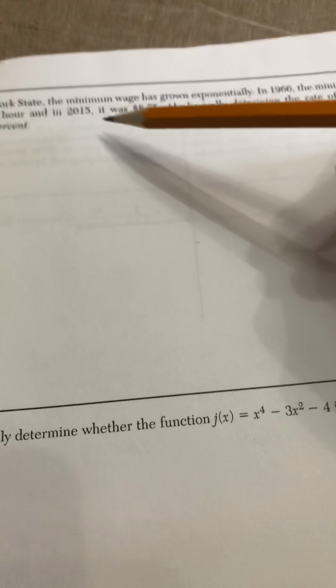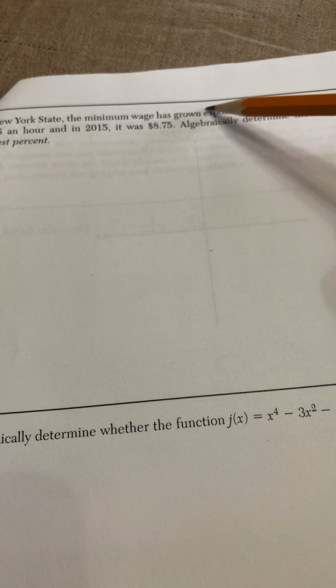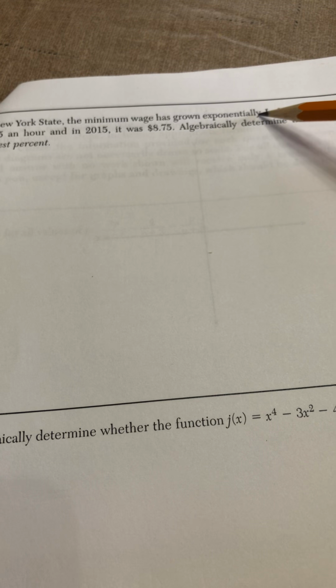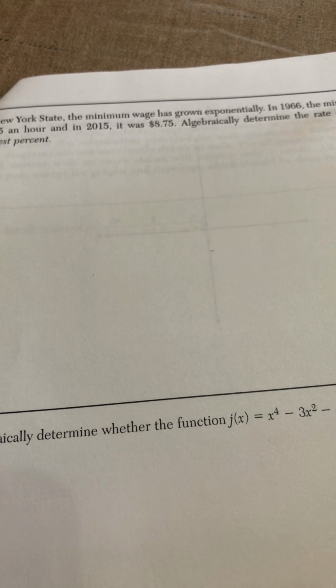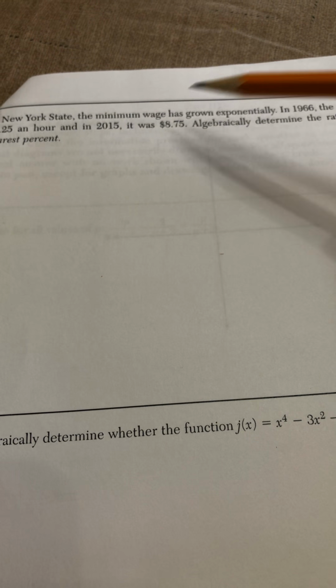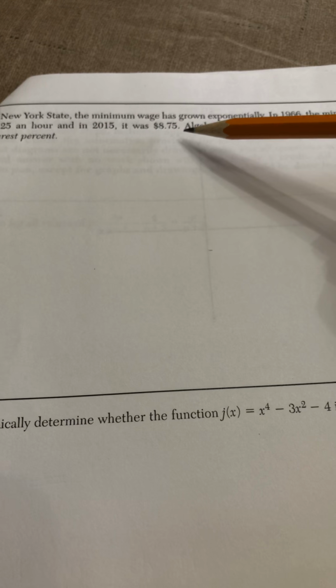So in New York State, the minimum wage has grown exponentially. That's going to be huge for Algebra 2, okay? Exponential. In 1966, the minimum wage was $1.25. In 2015, it was $8.75.